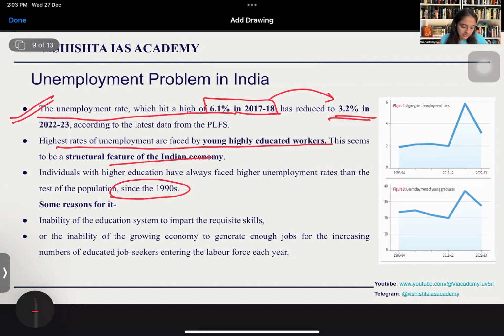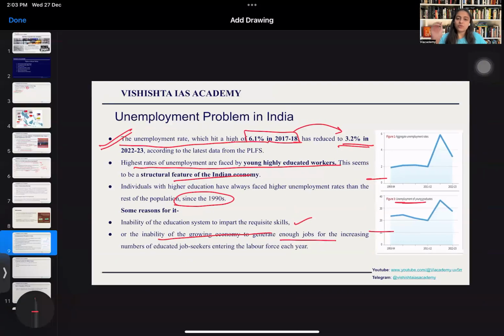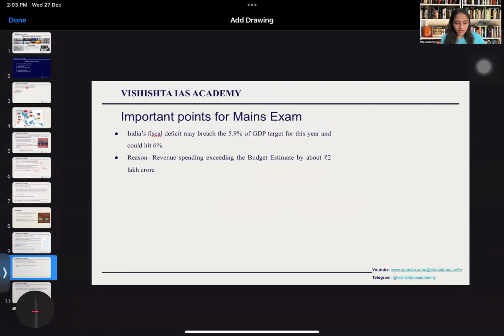mostly the structural reasons include the inability of the education system to impart the required skills to the students, and also the inability of the economy to generate enough jobs, because we say that we are in a phase of demographic dividend boom. So a lot of young people suddenly graduated, and the economy could not accommodate this growing educated population and translate it into jobs. As you can see, the unemployment rates of young graduates have been mostly higher than the general unemployment rate. These are some of the reasons. If you can think of some other reasons for the unemployment problem in India among young graduates, put them down in the comment section.